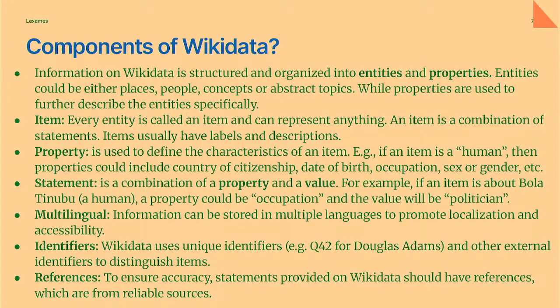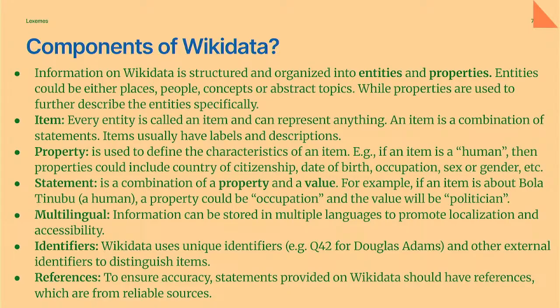That is about item under the component. So we'll go for property. It's used to define the characteristic of an item. E.g., if an item is a human, then properties could include country of citizenship, date of birth, occupation, sex or gender, etc.